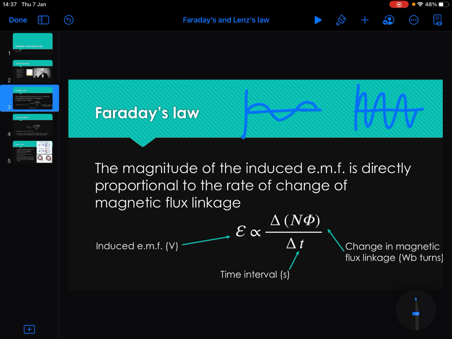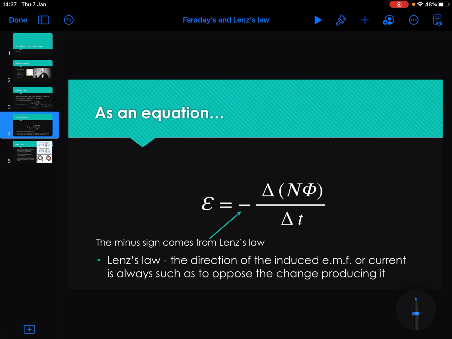So that's Faraday's law. Lovely, we know that they're proportional to each other. Bit useless when it comes to questions. We want an actual equation. So in order to turn it into an equation, we go on to Lenz's law. So Lenz basically says the direction of the induced EMF or current is always such as to oppose the change producing it. Now you're probably thinking, what? Excuse me? We can show Lenz's law in the form of a minus symbol in this equation.